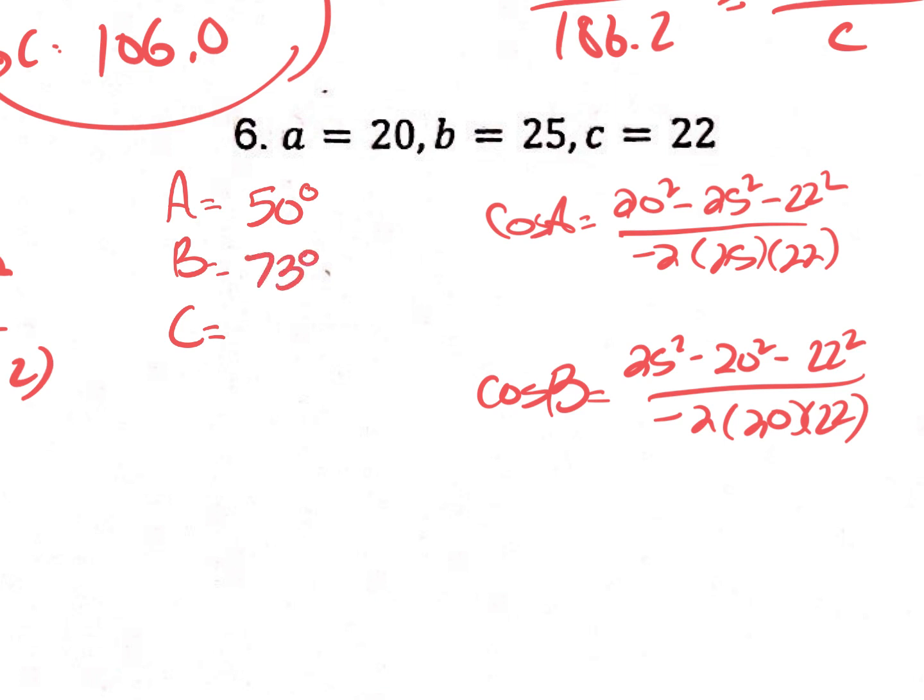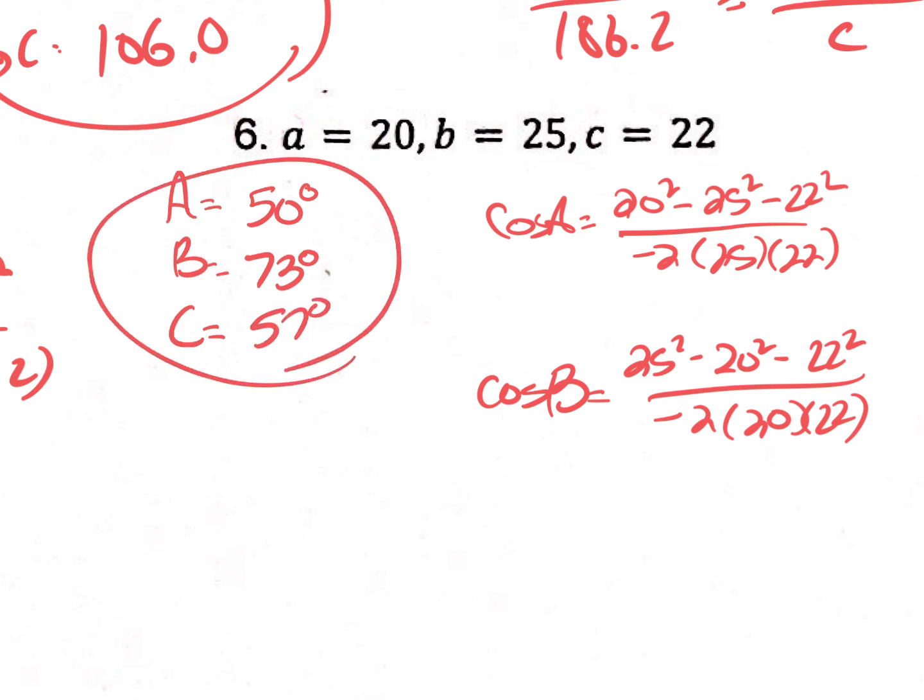Subtract those 2 from 180. 180 minus 50 minus 73 to get my last angle, which is 57 degrees. I got it. There's 6. Not that big a deal, I hope.